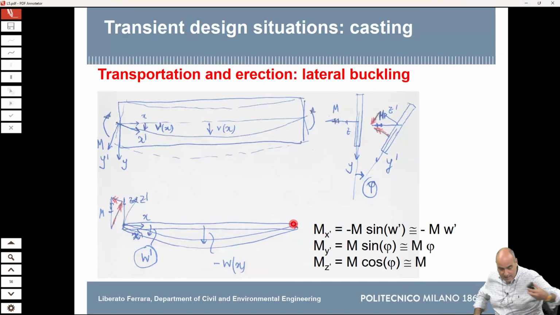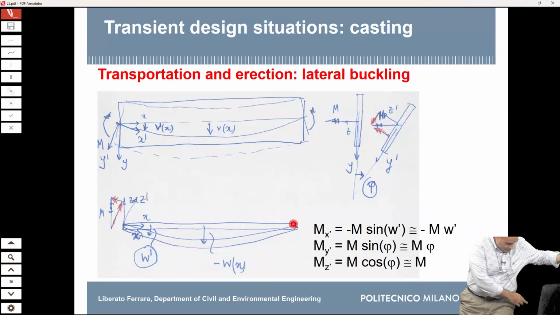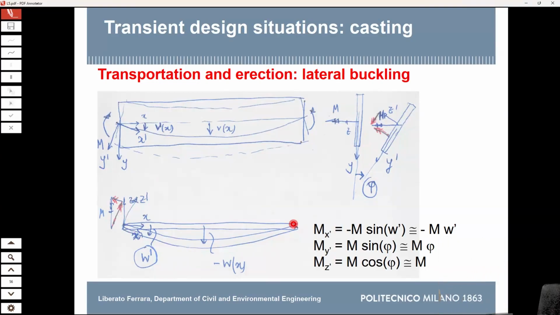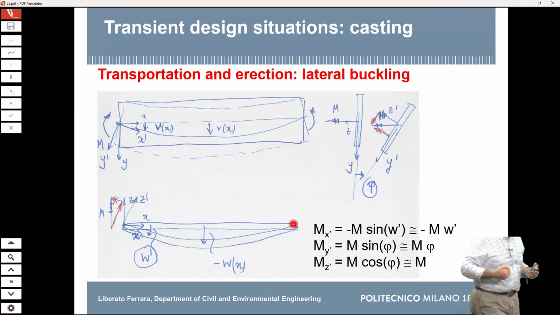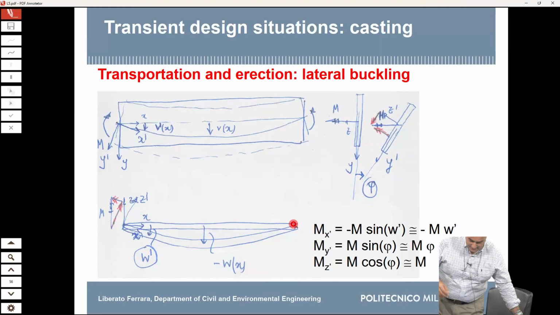Why did I put the minus sign here? Because the z-axis, positive direction, is going that way. And so that displacement is going in the opposite way. So for this reason, I put the minus sign.